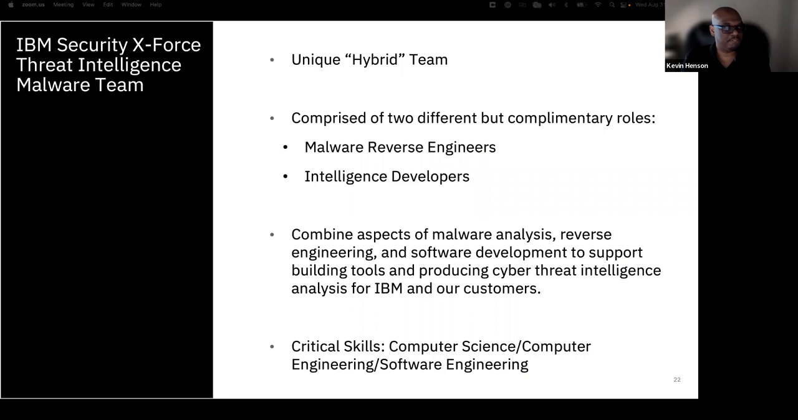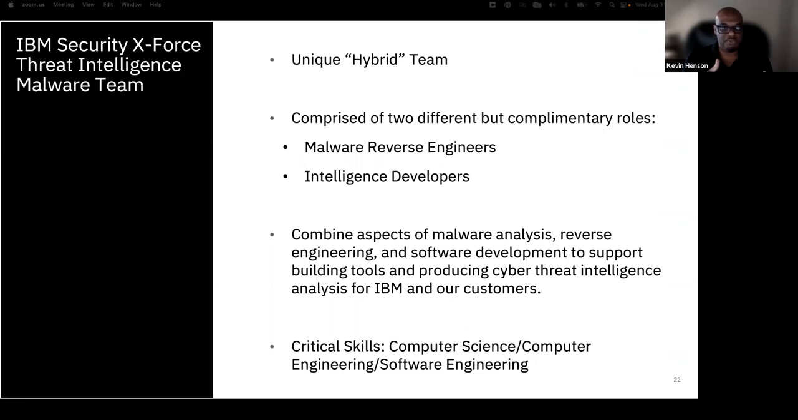So my team is called the X-Force, IBM Security X-Force Threat Intelligence Malware Team. Our team is made up of a unique combination of skills. We consist of reverse engineers, and we also consist of what's called intelligence developers. And the REs, or reverse engineers, and the developers, we collaborate.